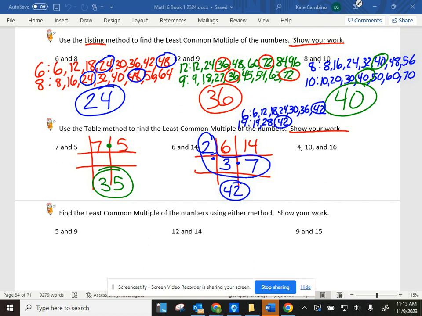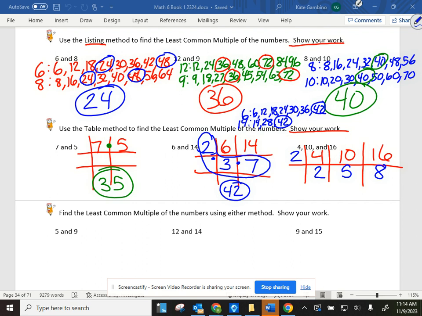So now we've got 3. We've got 4, 10, and 16. What is a prime that I can take out of 4, 10, and 16? Anna Mae. 2. 4 divided by 2 is 2. 10 divided by 2 is 5. 16 divided by 2 is 8.